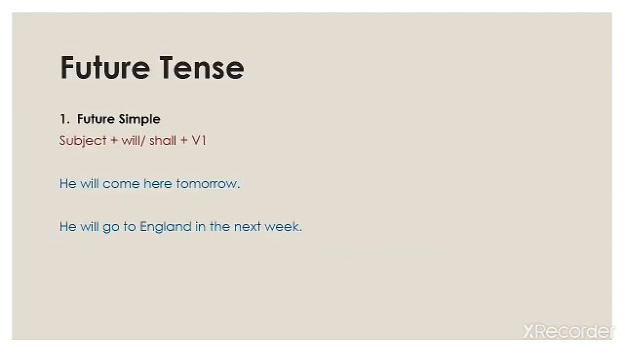The next is future tense. So in future tense, the first form of tense is future simple, and the rule for it is subject plus will or shall plus the first form of the verb. For example, he will come here tomorrow. He will go to England in the next week.